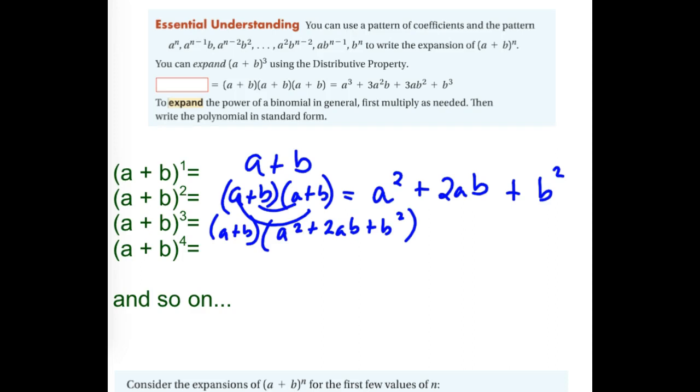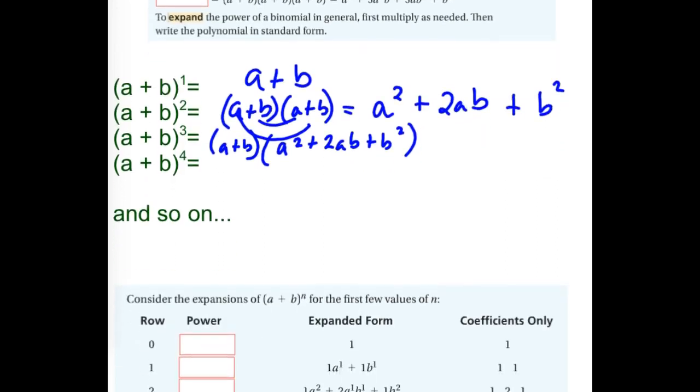Okay, don't worry, we're not going to do all these. But I do want you to finish the a plus b cubed. So if we take a and distribute it to all of those pieces, what do we get? A times a squared. Everybody, come on. A cubed. A times 2ab. 2a squared b. Okay. A times b squared.